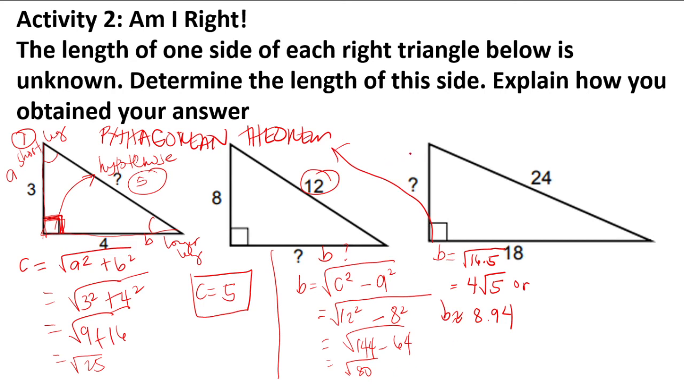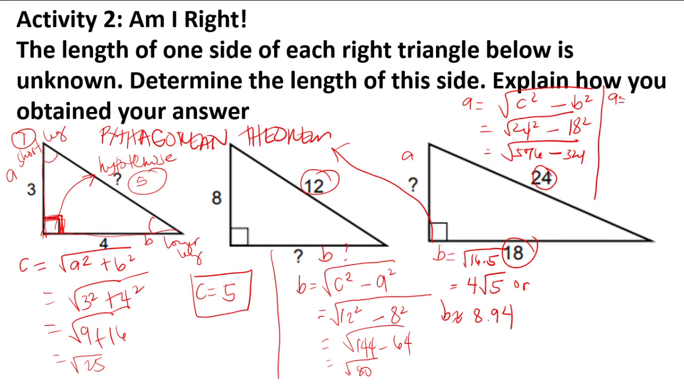In this part, the short leg is missing, correct? So the short leg is equal to the square root of C square minus B square. C is 24 squared, equivalent to 576, minus B is 18 squared, which is 324. Okay, next, 576 minus 324 is equal to 252.